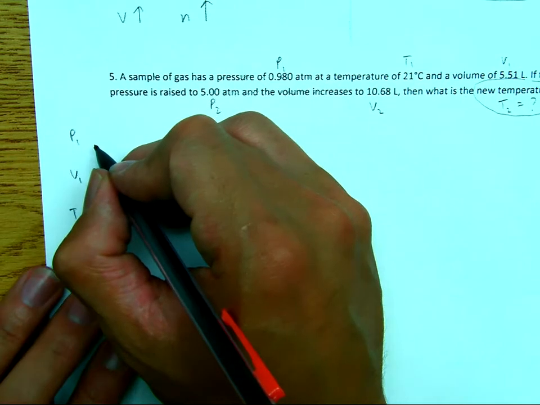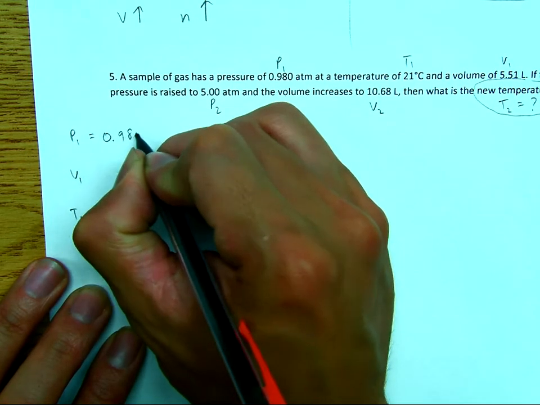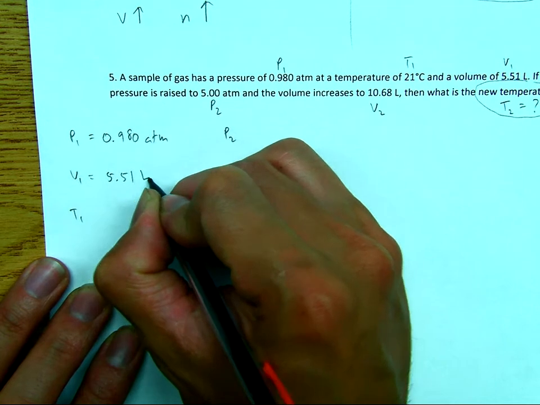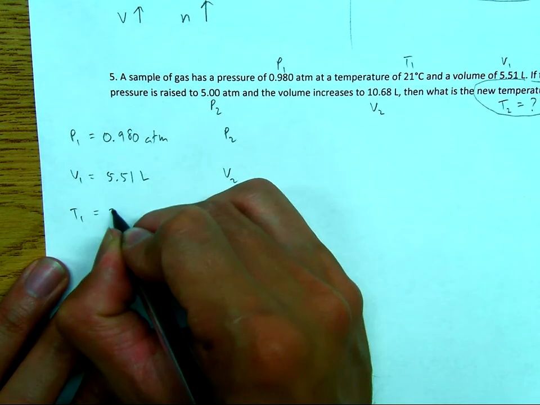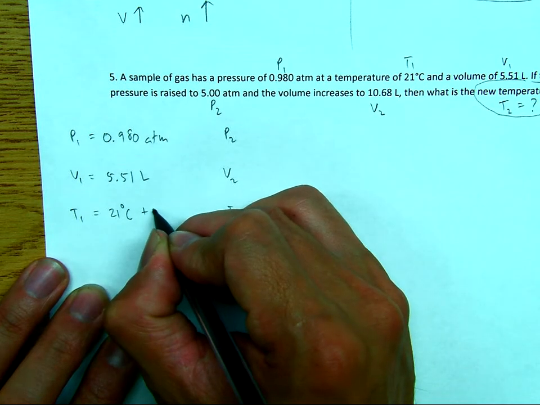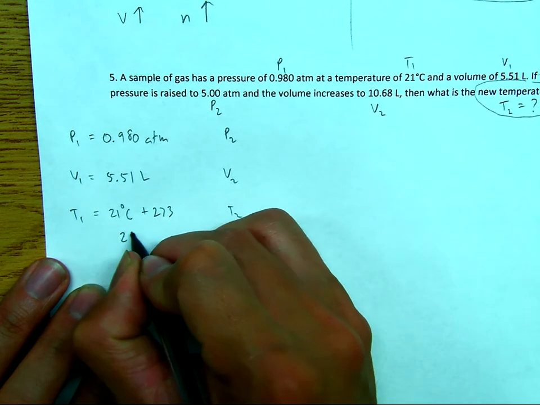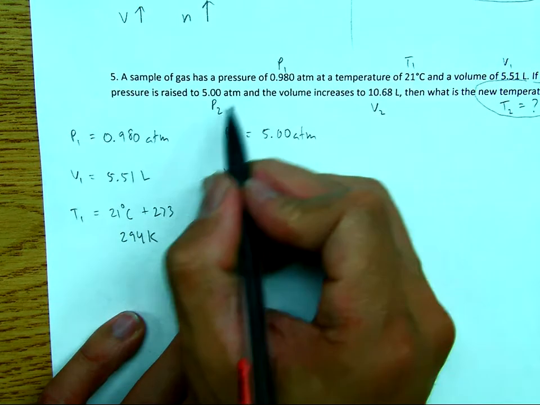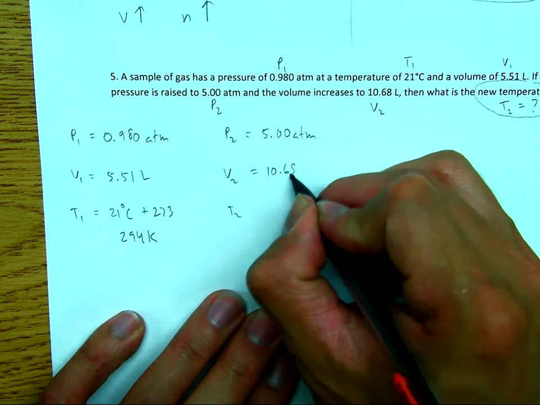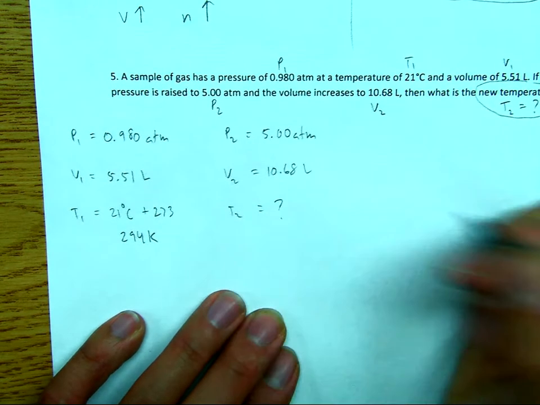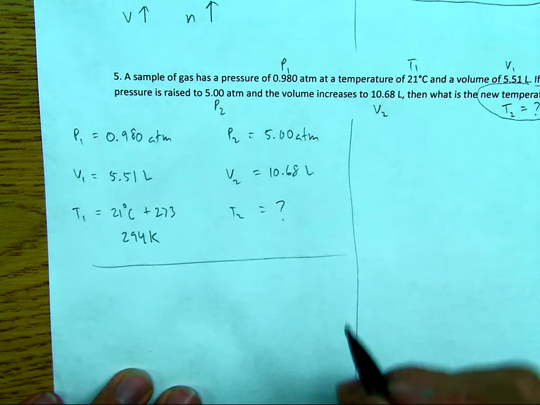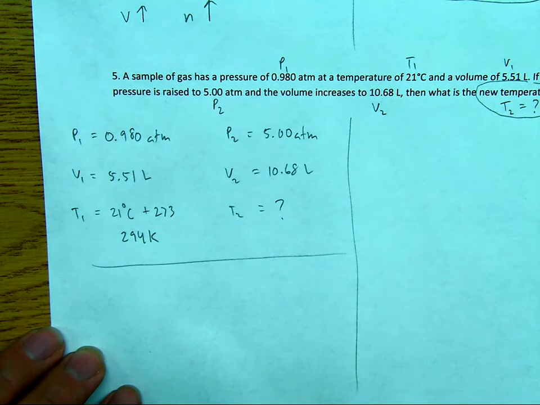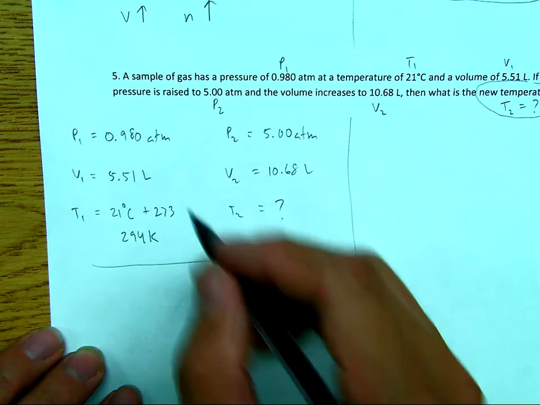P1 will be 0.980 atmosphere. V1 is 5.51 liters. T1 is 21 degrees Celsius, but we'll convert that into Kelvin, so plus 273 equals 294 Kelvin. P2 will be 5 atmosphere. V2 is 10.68 L, and we're trying to find T2. Okay. So this one's a bit different from the rest because we don't have two terms. We're dealing with three: pressure, volume, and temperature, right? So this will be the combined gas law.